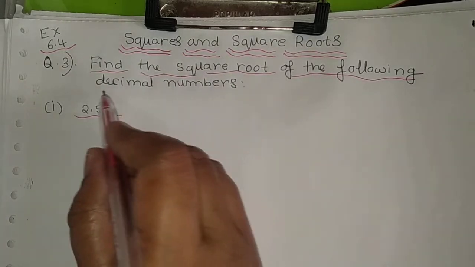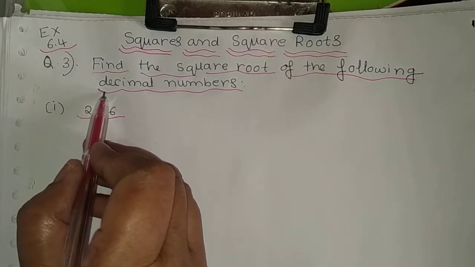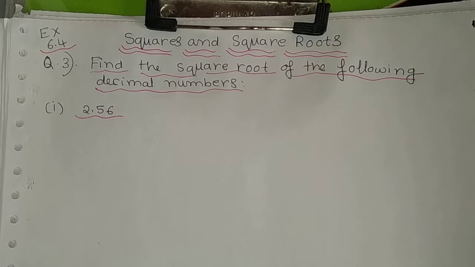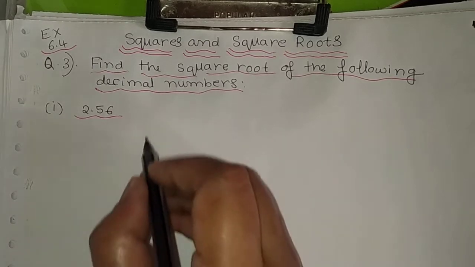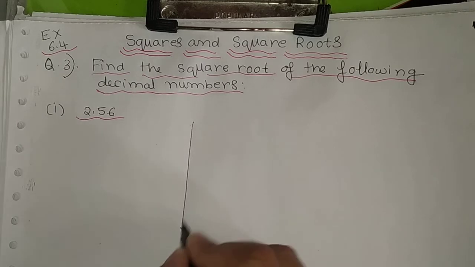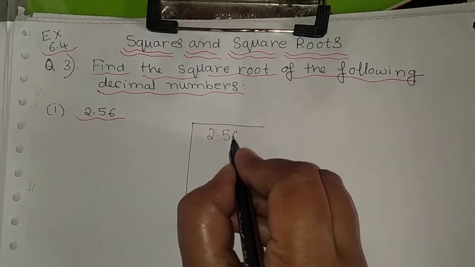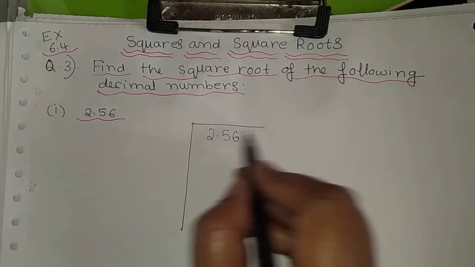So until now we found out the square root of the integers. Now we'll move on to real numbers or decimal numbers. Here the first question is 2.56. So we'll start this. We'll take this 2.56. Next, what is the nearest square?